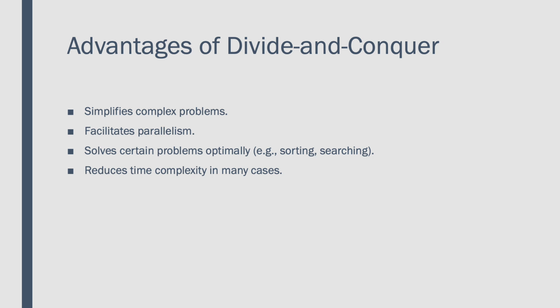Next, it reduces time complexity. In many cases, divide and conquer leads to more efficient algorithms. Instead of solving problems using a brute force approach, we recursively break them down, solving them faster with improved performance. Because of these advantages, divide and conquer is one of the most powerful techniques in algorithm design.